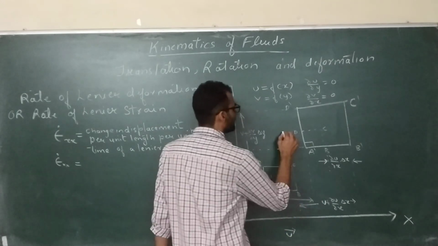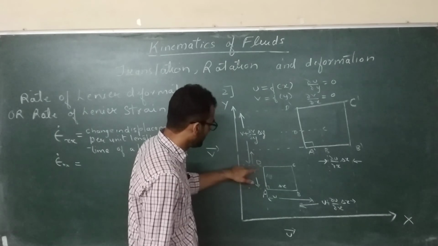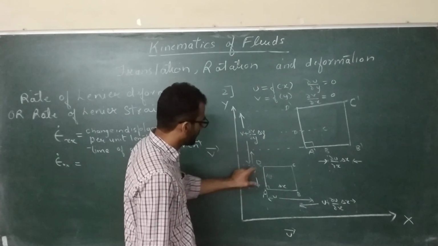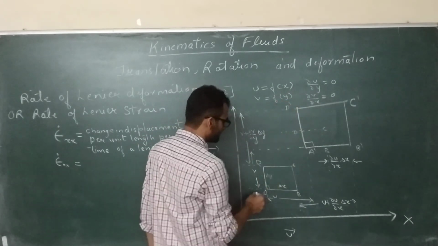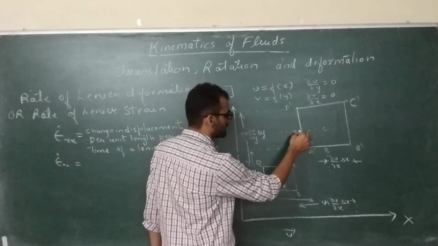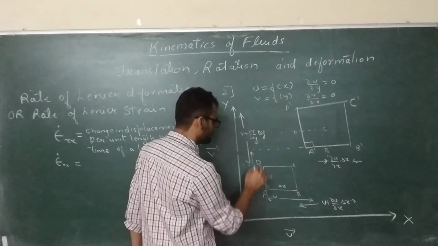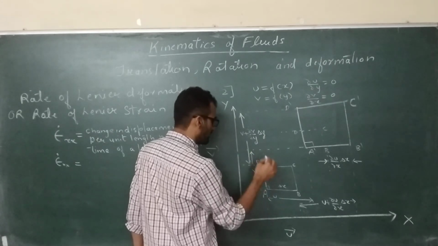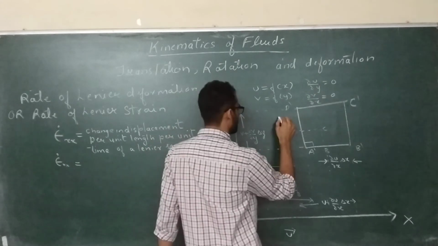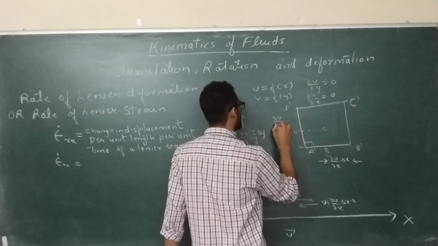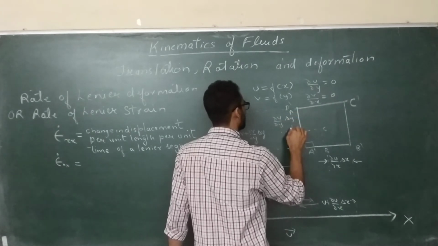Okay, similarly, this segment AD in Y direction has elongated. So how much is the difference or extra elongation? See, original was AD, new was A dash D dash. So this distance is V. From A to A dash is V, but from D to D dash is how much? V plus del V by del Y into delta Y. So this extra will be del V by del Y into delta Y.